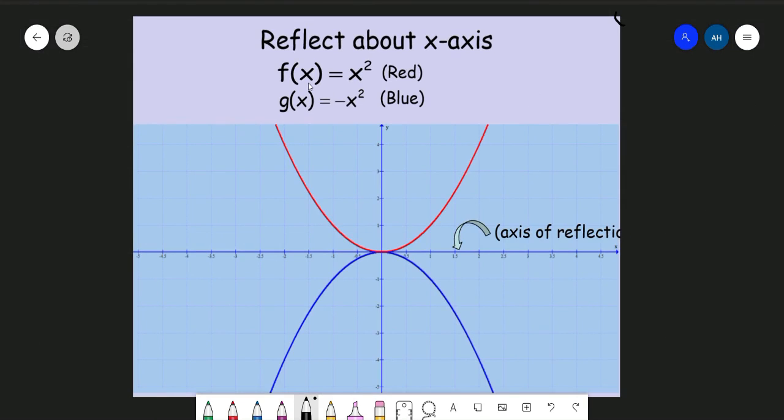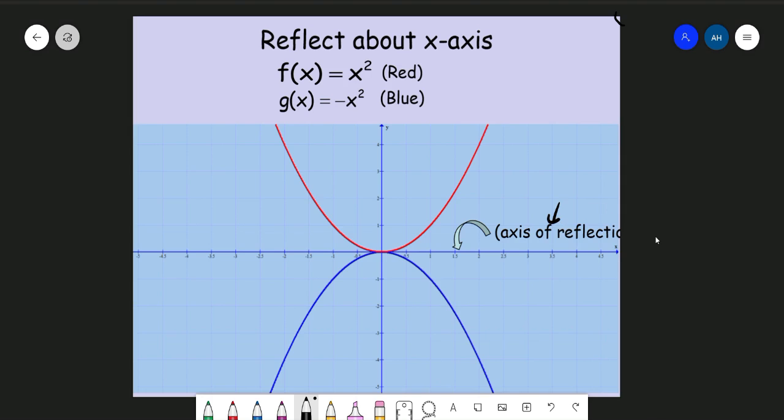For example, in this case we are given f(x) = x squared. The red graph, this one, is facing upwards. Now we are given g(x) = -x squared. Please take note that we are multiplying -1 by x squared, meaning this graph of f is reflected about the x-axis. What we mean by reflection is as if we have a mirror at the x-axis, and the x-axis is now called the axis of reflection.